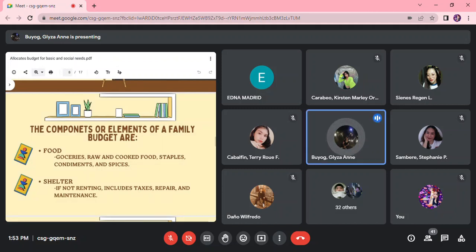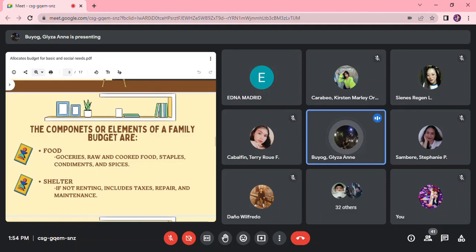So here are the components or elements of a family budget. First is food. This component is the most priority in a household budget. Approximately 50 to 60% of the budget goes to food. However, this may vary depending on other factors like number of members, eating habits, food likes and dislikes, cultural practices and beliefs, and age and sex of family members. Examples of this component are groceries, raw and cooked food, staples, condiments, and spices.